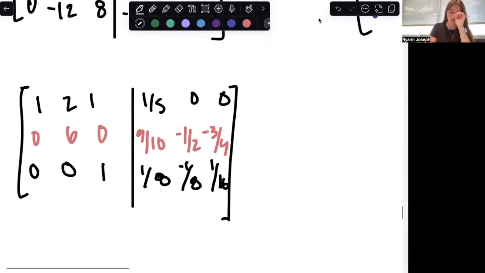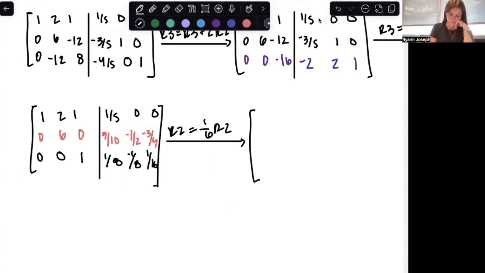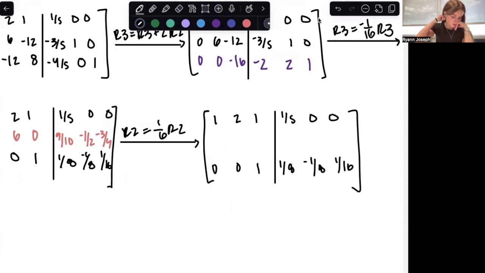I'm going to turn the 6 into a 1, so row 2 is equal to 1/6 row 2. 1, 2, 1. 1/5, 0, 0, 0, 0, 1, 1/8, -1/8, 1/16. Then just dividing everything by 6. 0, 1, 0. That's going to become 3/20, -1/12, and -1/8. Almost there.